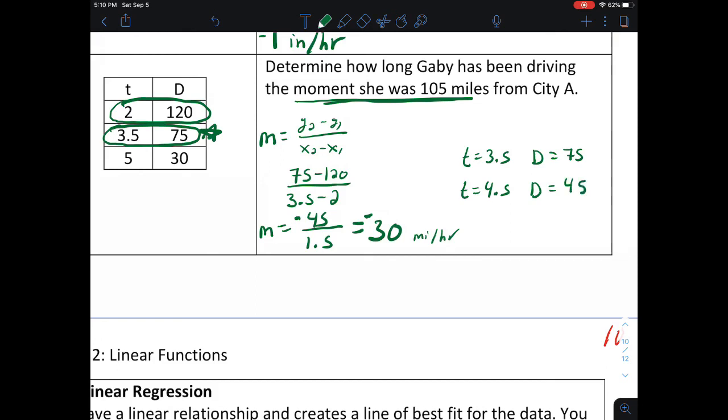Now notice I want to look at 105. So I need to go the other way. So let's subtract an hour from 3.5. So when we're at 2.5 hours, her distance would be 30 miles farther away. So I'm going to add 30 to 75. That gives me 105. So how long has she been driving? She had been driving for 2.5 hours.